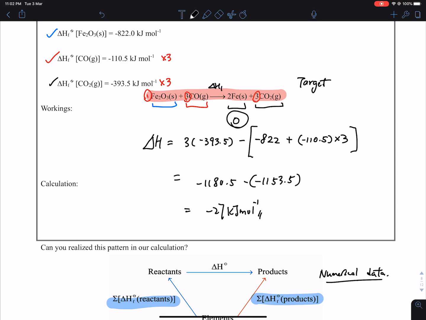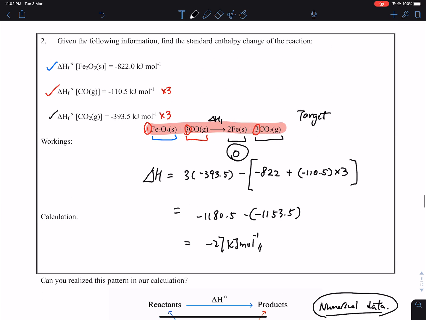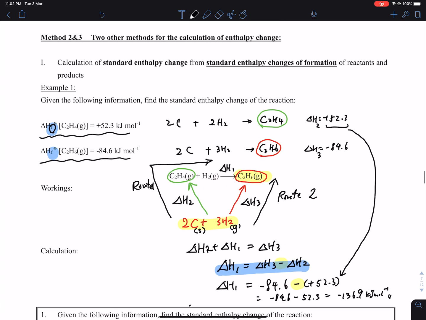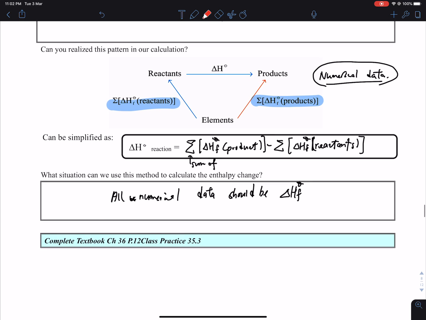So this method can only be used when you see all the numerical data. What does that mean, numerical data? This is numerical data, numerical data, numerical data. Regardless of what you are calculating, you need to take a look at the numerical data given. And that's why we call it from enthalpy change of formation, regardless of what kind of enthalpy change you are calculating. Okay, alright, so this is a method if you see this.